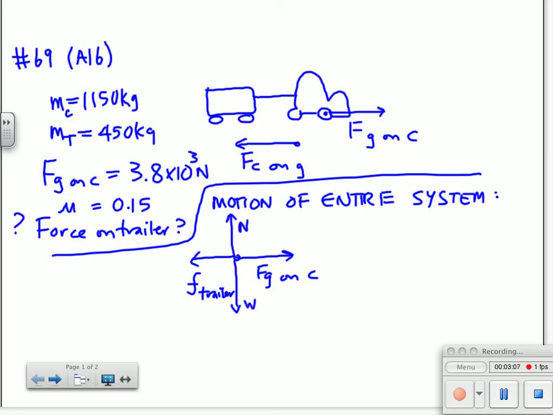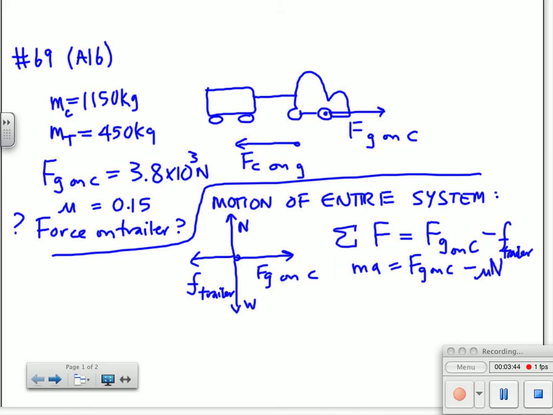What this diagram is going to tell us is the acceleration of the system. So I know the net force is equal to the force of G on C minus force of trailer friction, that is. Notice I'm putting the negative sign in now. So I've already done the negatives, I don't need to do it later. This is going to be equal to mass times acceleration. And force of friction can be calculated by mu times N, but that's going to be N for the trailer.